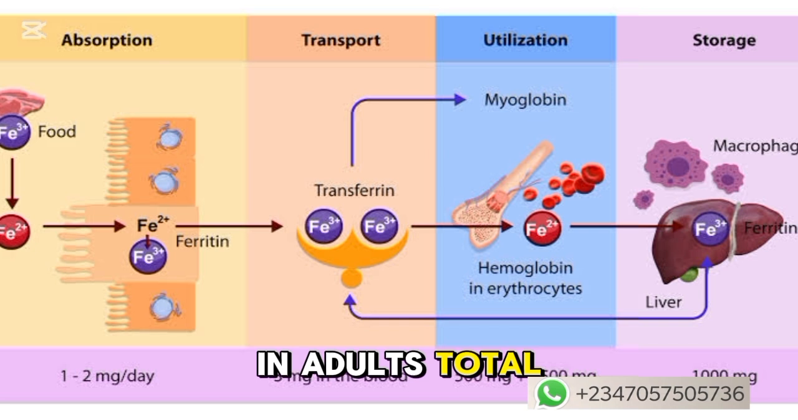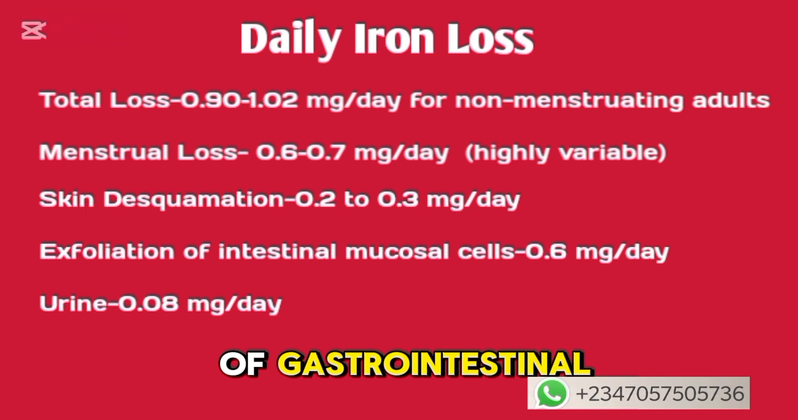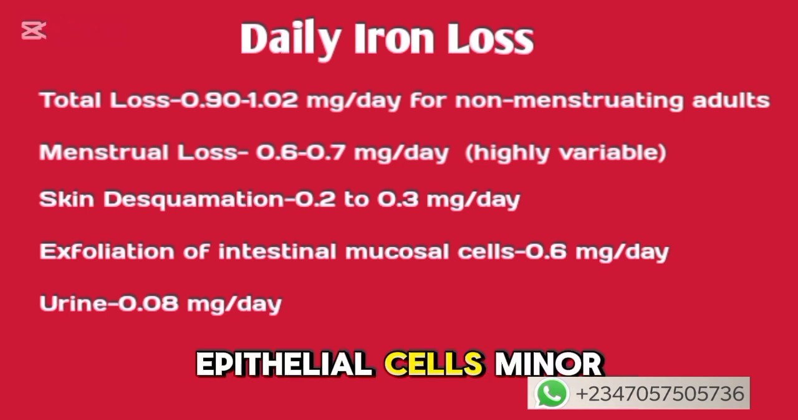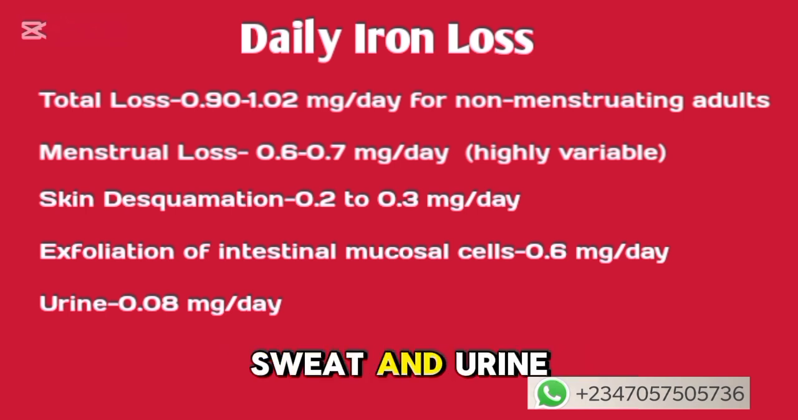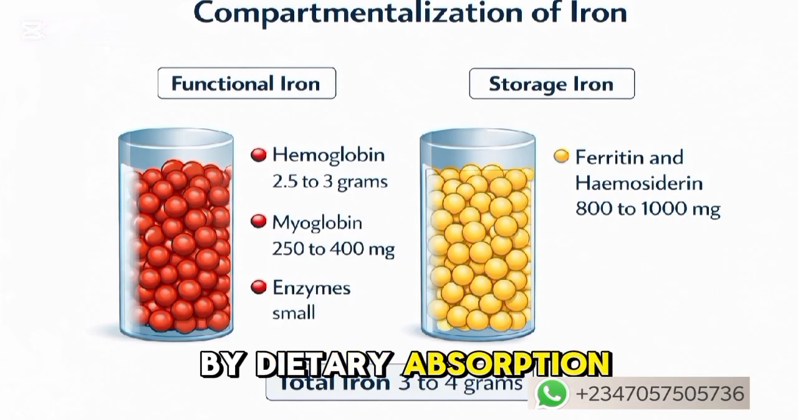In adults, total body iron content averages 3 to 4 grams, varying with sex, age, body mass, and physiological state. Daily iron losses are small, about 1 to 2 milligrams per day, and occur primarily through desquamation of gastrointestinal epithelial cells, minor blood loss, sweat, and urine. These unavoidable losses must be matched by dietary absorption.